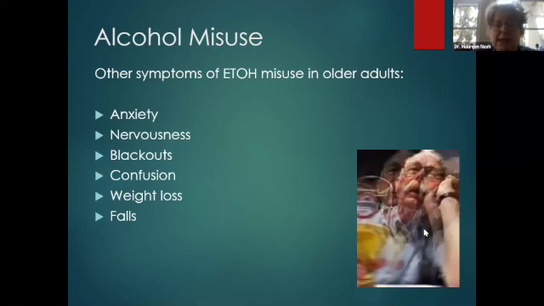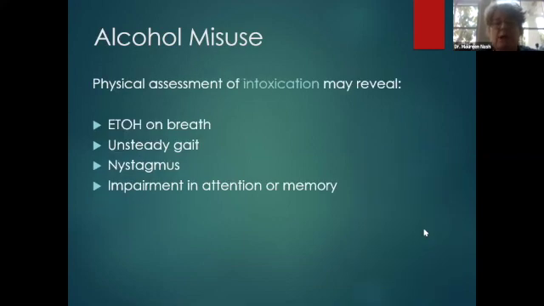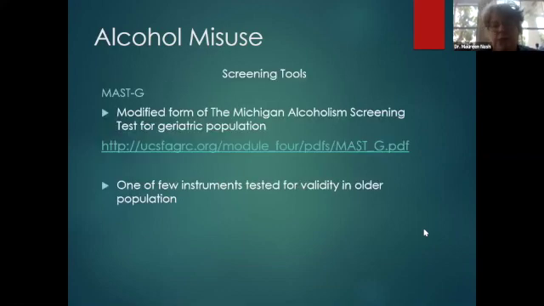Other symptoms: anxiety, nervousness, blackouts, confusion, weight loss, falls. Falls especially is something that might lead to a presentation in a medical setting. So it's something you always want to look at there. Intoxication, sometimes it's really, really obvious, and that's what you can see. That's what these signs are. Other times it's less obvious.